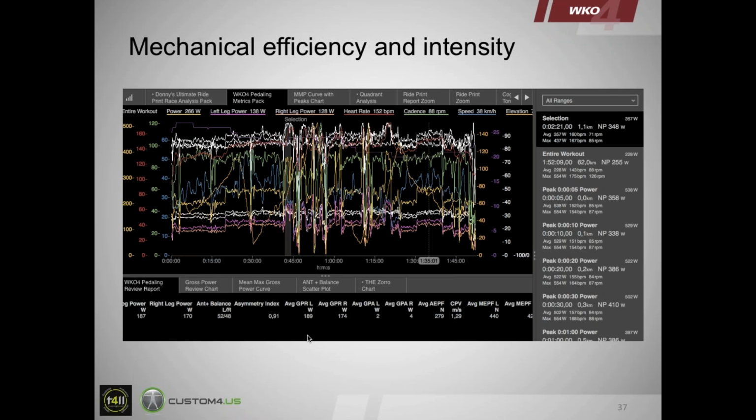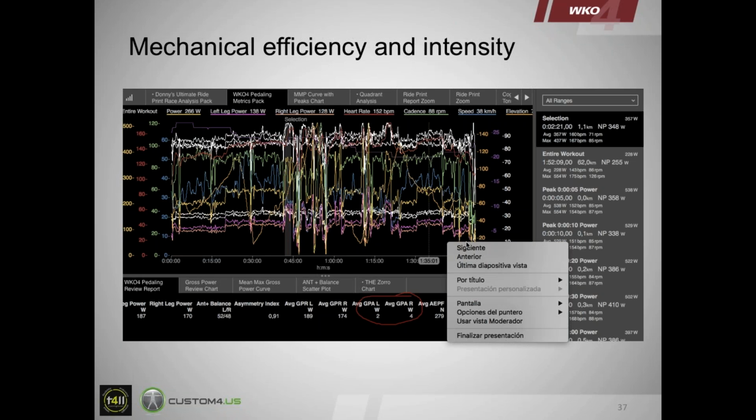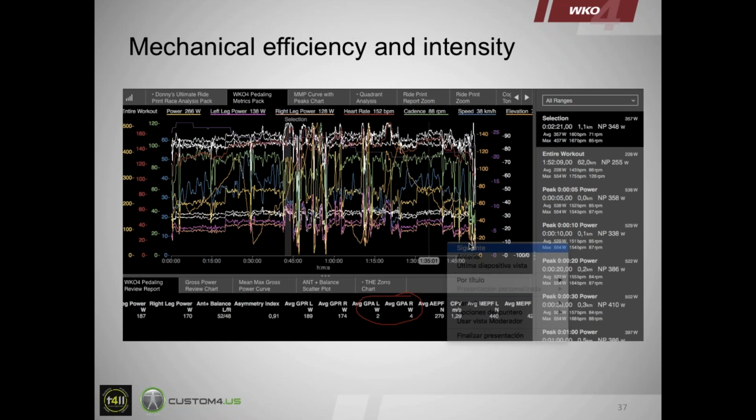There is another example in which the cyclists have to do a harder workout. In this case, it is a workout at VO2 max, and you can see how the more intensity, the lower the GPA. So that's the other workout. In this one, with more intensity, the lower GPA, so that improves the mechanical efficiency.